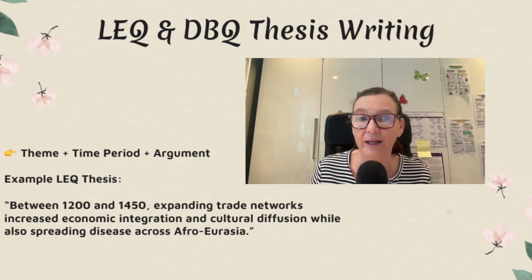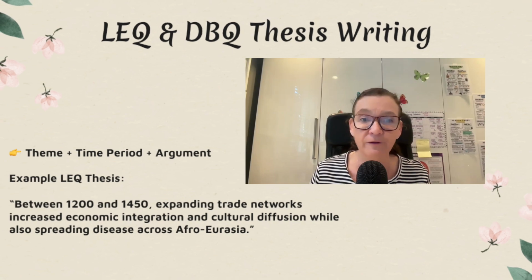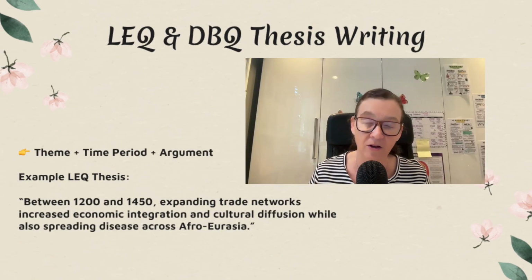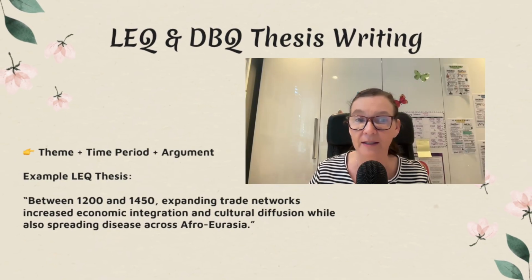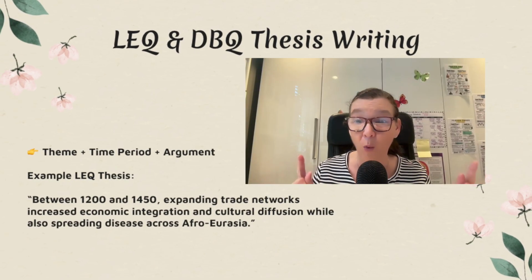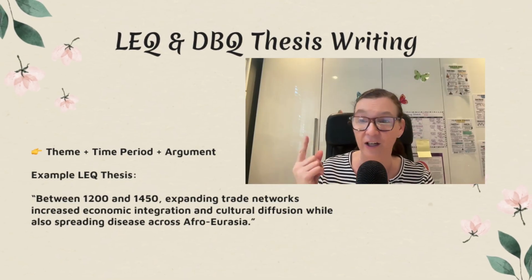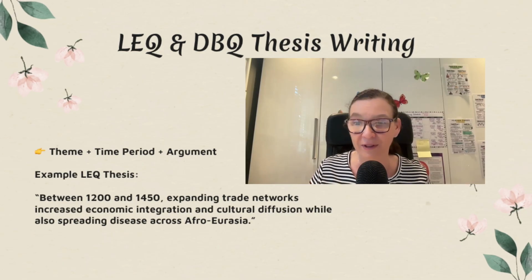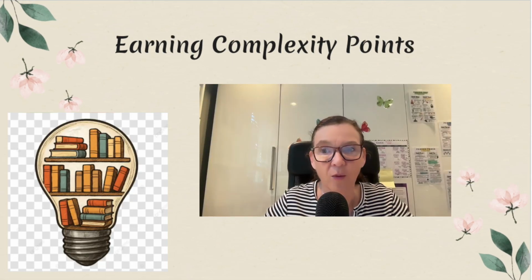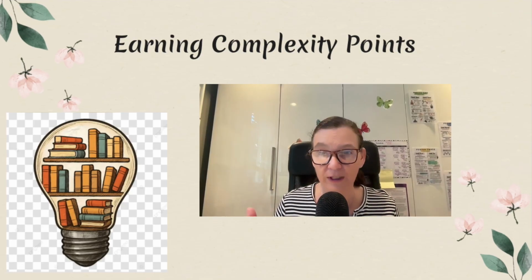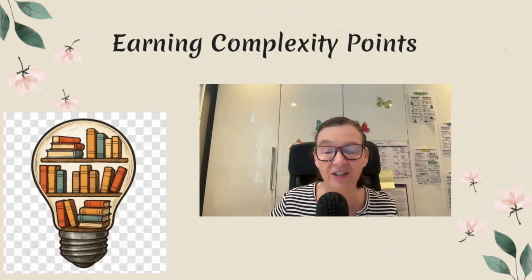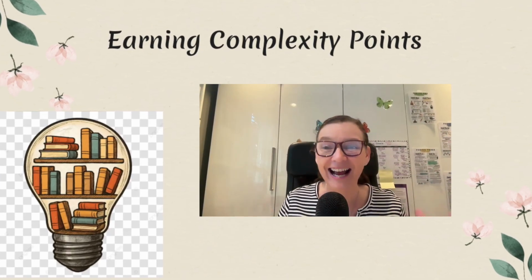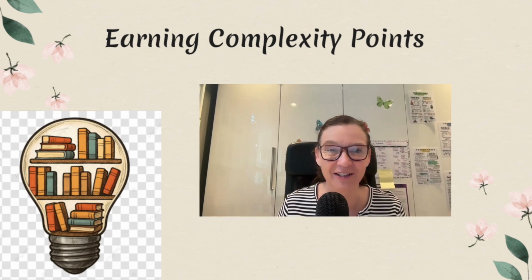Here's an example for an LEQ thesis. Between 1200 and 1450, expanding trade networks increased economic integration and cultural diffusion while also spreading disease across Afro-Eurasia. Why does this work? Because it addresses the time period, shows multiple effects, and it creates complexity. Earning the complexity point is always a little tricky, but this is where you can really level up. And I do have some tricks on the DBQs, and I'll do a separate video where I explain my whole system, but I will explain it on a different video.